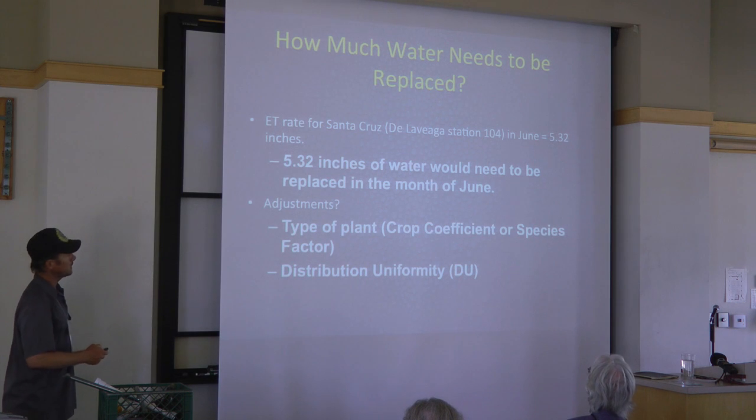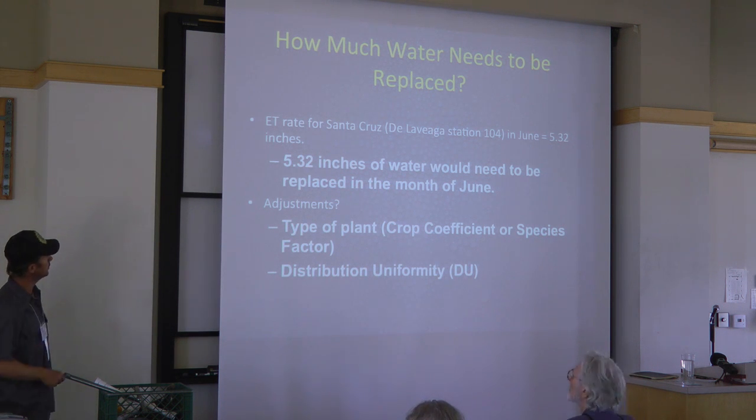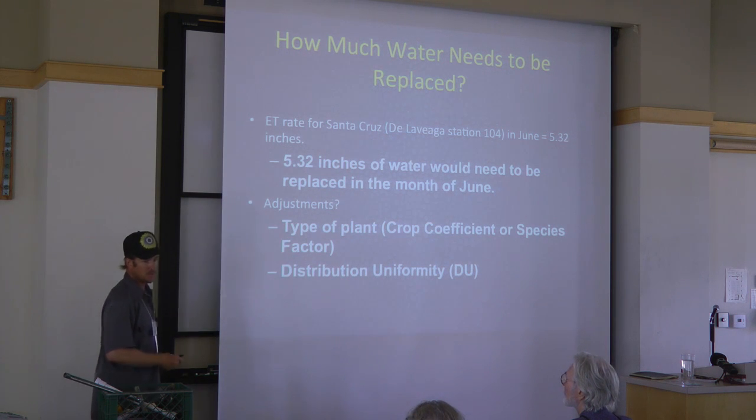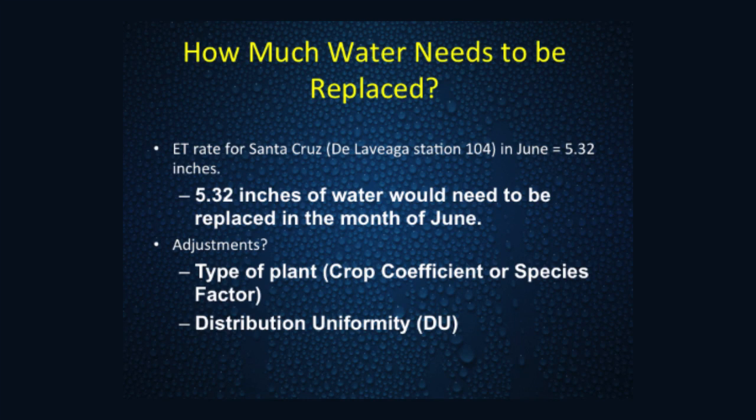So from that chart of historical data, we determined about 5.32 inches of water would be needed for the month of June. That's how much water is lost to evapotranspiration. Well, we can make some adjustments because that evapotranspiration data is based on a specific crop. Generally, it's either a well-watered, cool season turf grass or alfalfa. Sometimes there are other reference crops, but those are the two main ones we use here in California.